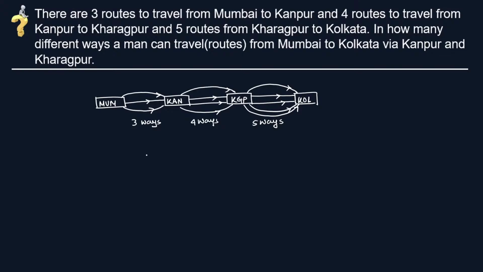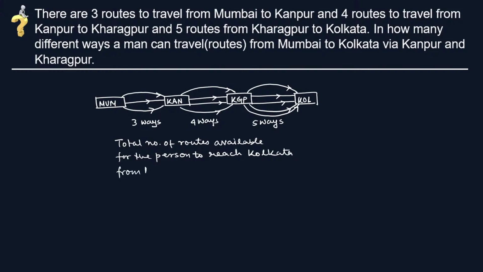Now the question comes, what is the total number of routes available for the person to reach Kolkata from Mumbai via Kanpur and Kharagpur. Is it clear?